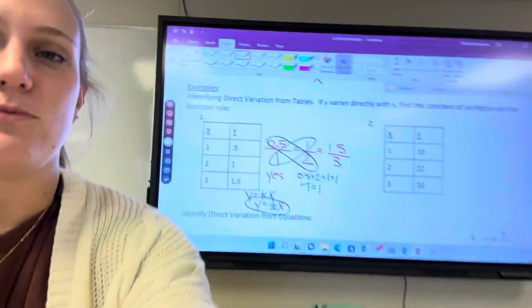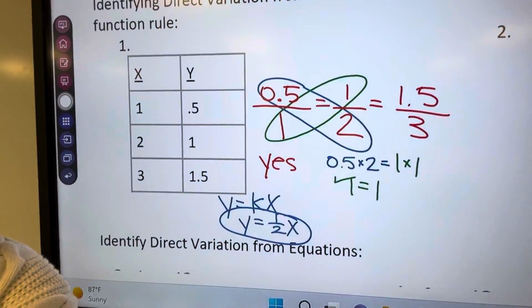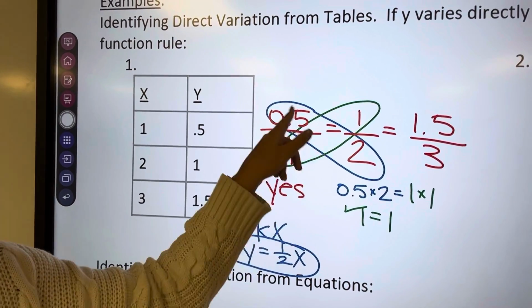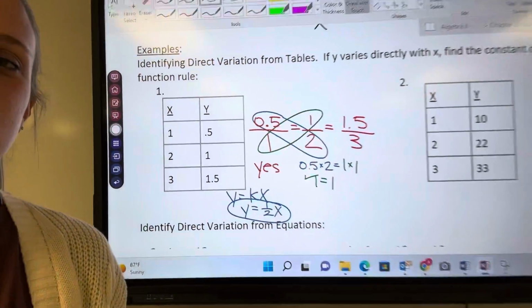Let me show you what we've done. So y equals half x. This is when I cross multiply. All good things. Okay, I'm going to do the next one. I hope you can see this.